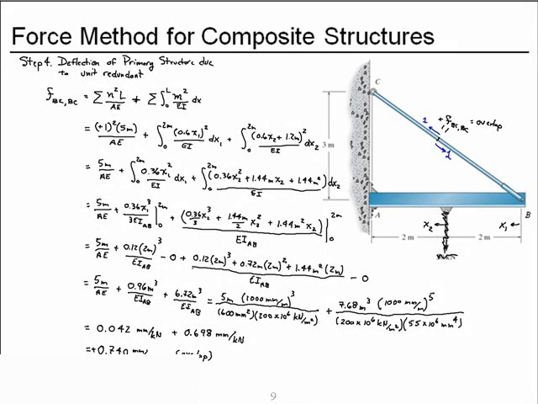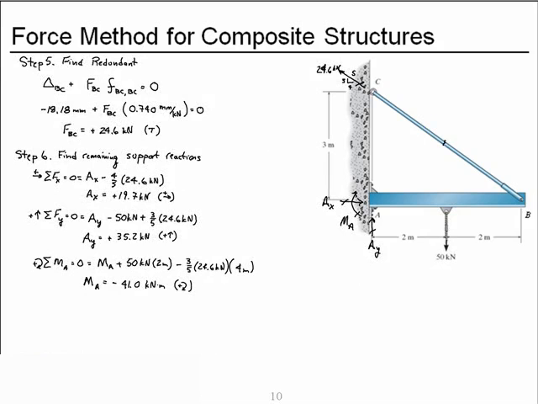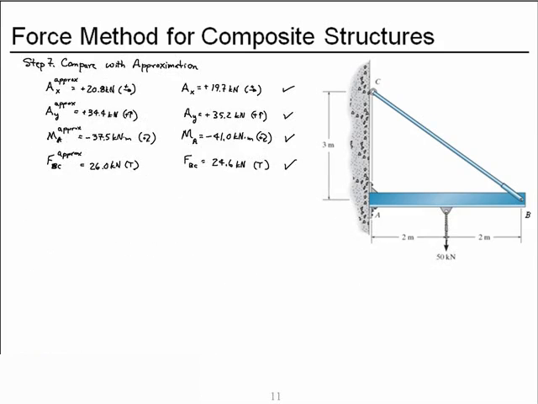To get the flexibility coefficient, we noted that the primary structure with a unit redundant is identical to the primary structure with the virtual force we had used before. So we already had the information we needed to apply virtual work to calculate the flexibility coefficient. We then found the redundant, the internal force in member BC, then used equilibrium to find the remaining support reactions. We then compared those force method results with our approximate results, found that they were in good agreement, and concluded that we have a reasonable prediction of the reactions at A and the force in tie rod BC. Well done.